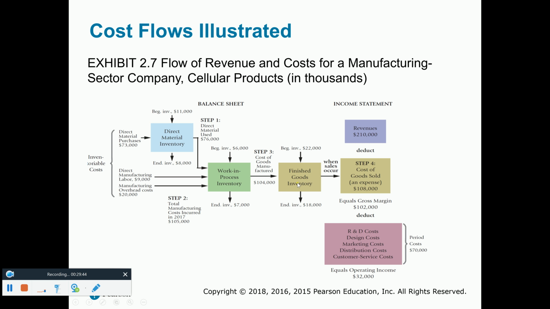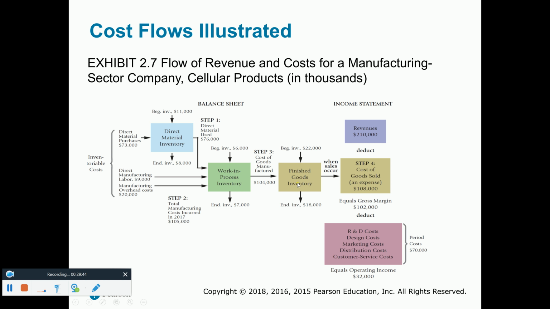This is an excellent slide. This is something that you really need to have a good grasp on, because this is going to be the backbone to what we learn in the next few chapters when we talked about cost accumulation and cost assignment.